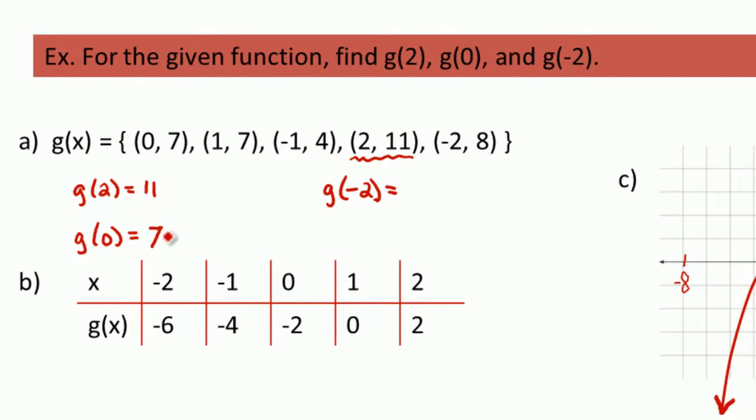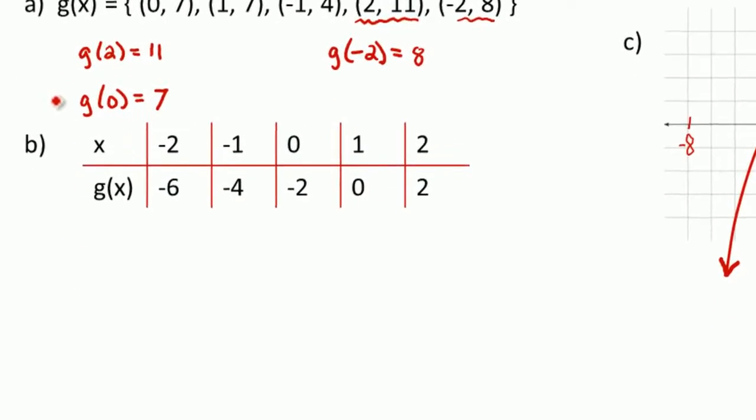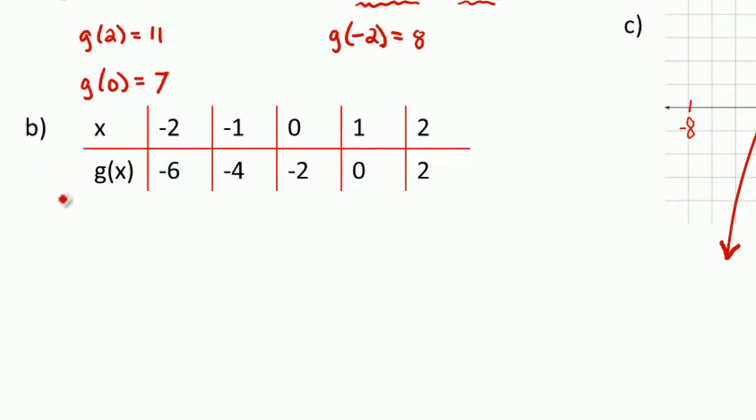And remember, since we're talking about a function, there's only one output here. Lastly, we want to find g of negative 2. Using negative 2 as our x, what's the y value? It's shown in this pairing here, negative 2, 8. So we have evaluated this function g for each of these given inputs. Let's look at part B now.